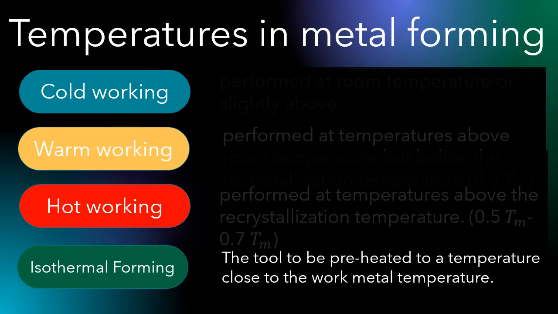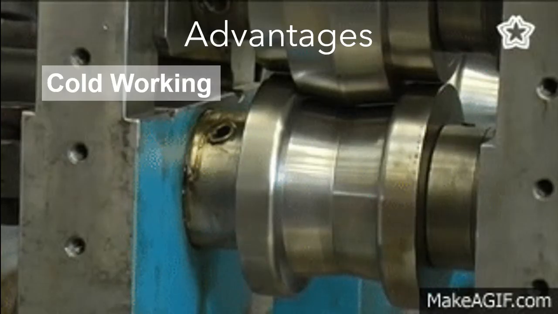Isothermal forming refers to forming operations carried out in such a way as to eliminate surface cooling and the resulting thermal gradients of the work parts. It is accomplished by preheating the tools that come into contact with the work part to the same temperature as the work metal. This weakens the tool and reduces tool life, but it avoids the problems related to other forming processes.